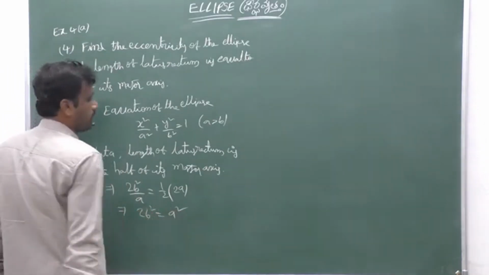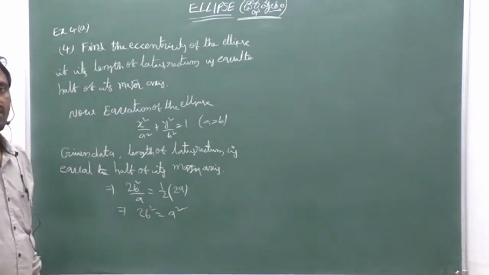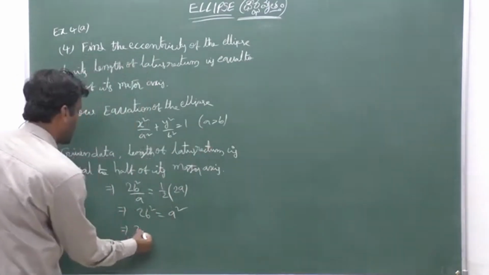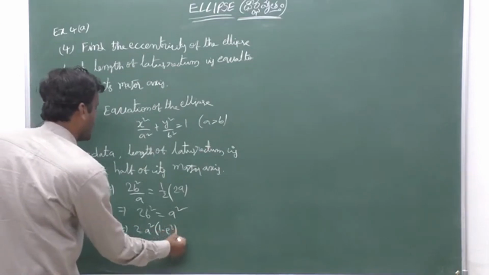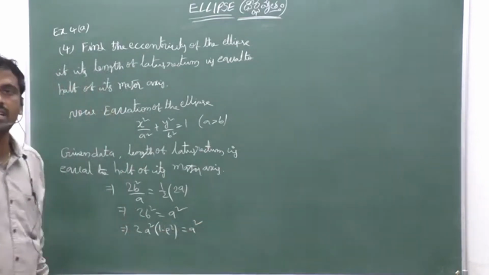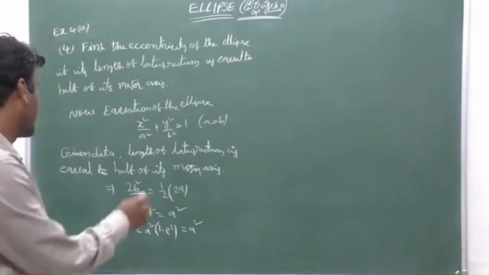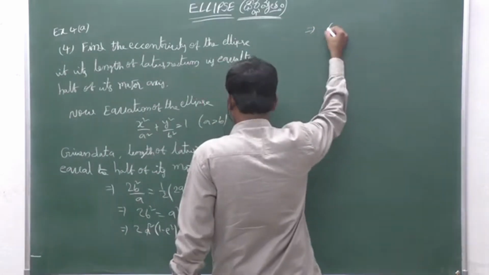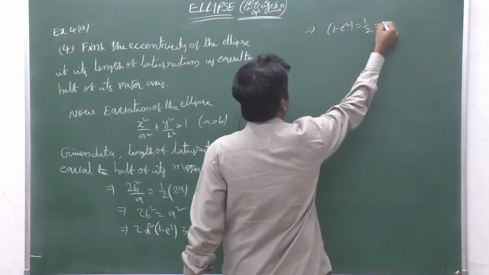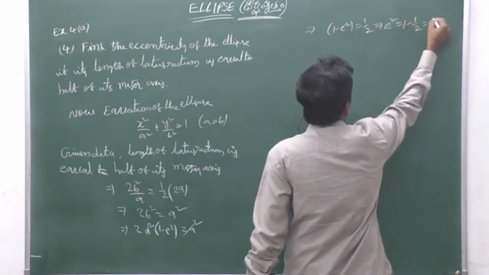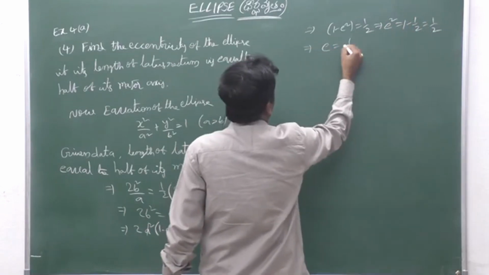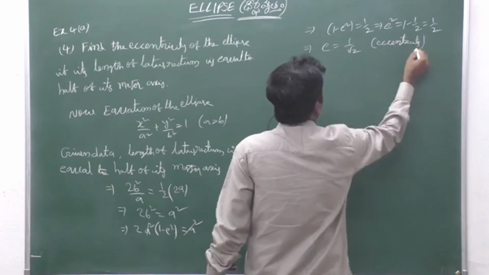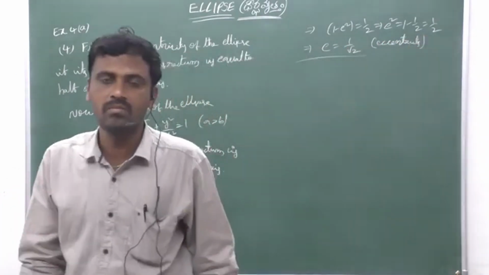The 2 cancelled, the remaining part 2b square equal to a square. We know that in the standard form of the ellipse, a greater than b, b square equal to a square into (1 minus e square). A square cancelled. That implies 1 minus e square equal to 1 by 2. That implies e square equal to 1 minus 1 by 2, 1 by 2. That implies e equal to 1 by root 2. That is the eccentricity.